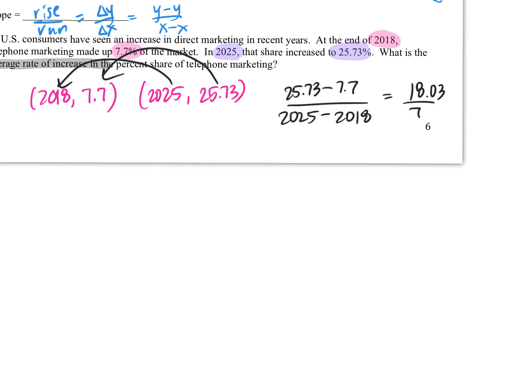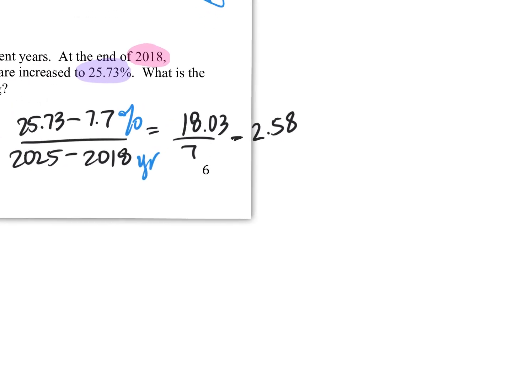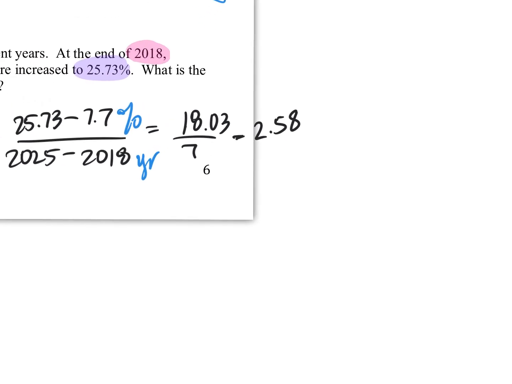And we're going to get 2.58. And my question is, what would be those units? What were the units that we were dealing with up top? 25.73 and 7.7. What were those units? Percents. And then 2025 and 2018 are years. So what's happening? The percent of telemarketers is going up 2.58% per year. Good job, you guys. Awesome.